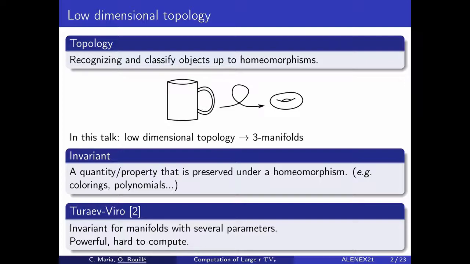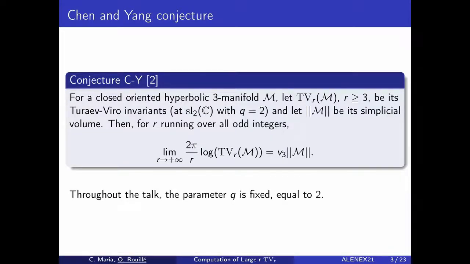So this is a parametric invariant. While a bit hard to compute, it is powerful at distinguishing manifolds, and it extracts information from the manifolds. This is shown or conjectured by Chen and Yang, which was published in 2018. So there is a parameter in Turaev-Viro, q, that is fixed equal to 2 and that will remain equal to 2 during this whole paper.